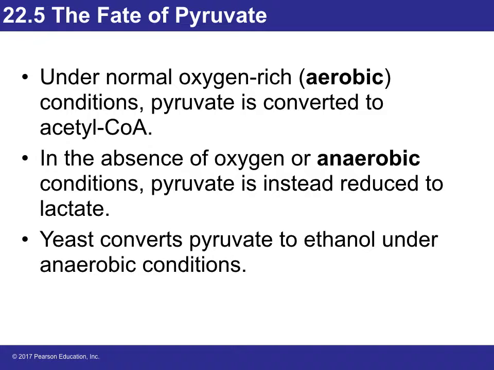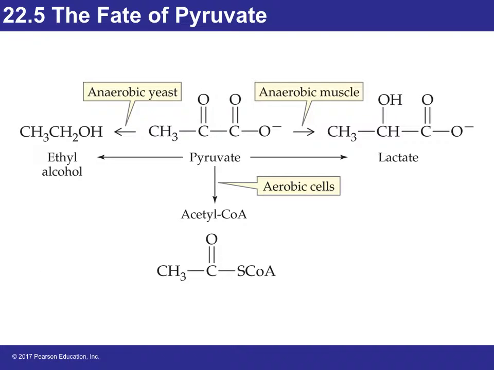glucose will be converted into pyruvate that gets converted to acetyl coenzyme A. Now, if you don't have oxygen, this is anaerobic, then pyruvate is instead reduced to lactate. Yeast convert pyruvate to ethanol under anaerobic conditions. Just showing you here how they do this.